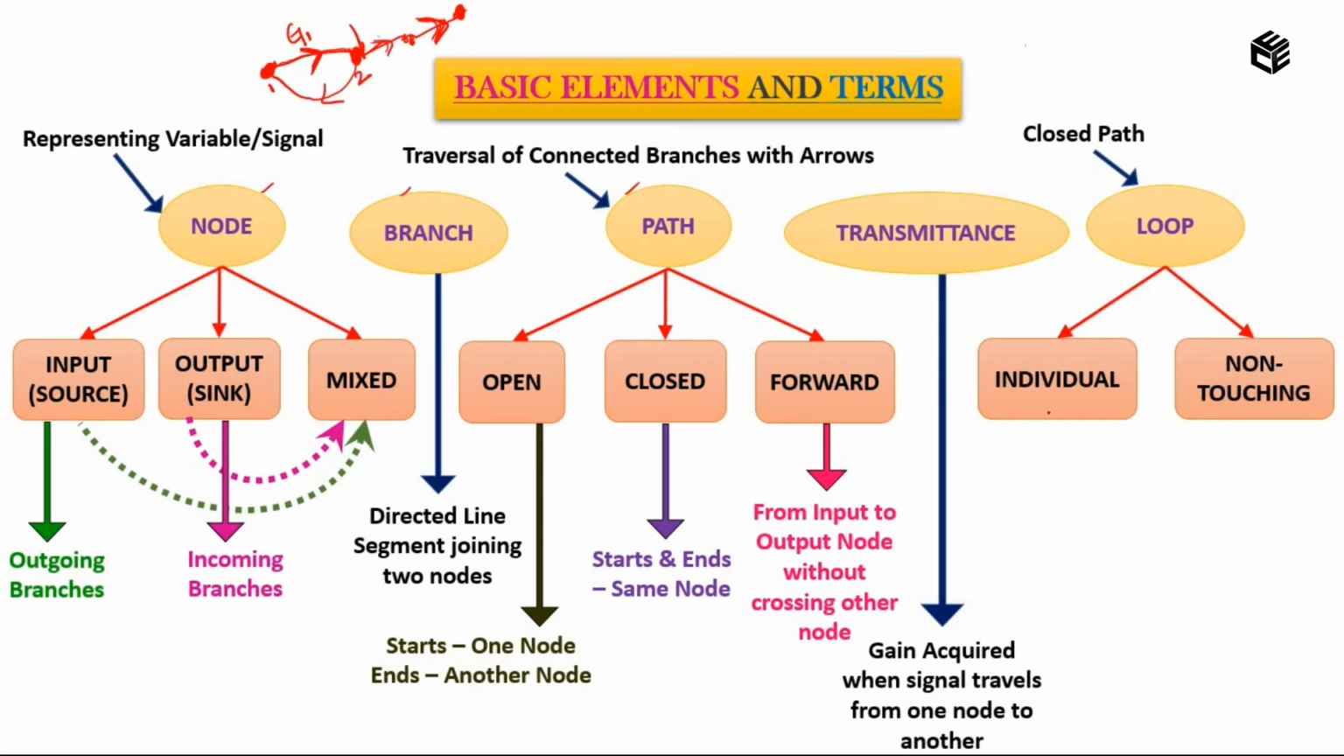Next is loop. Under loop the first category is individual loop. We can say an individual loop is a loop that starts from one node and, after passing through a certain path, reaches the same node. Next is non-touching loop.